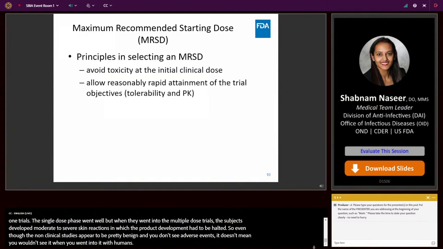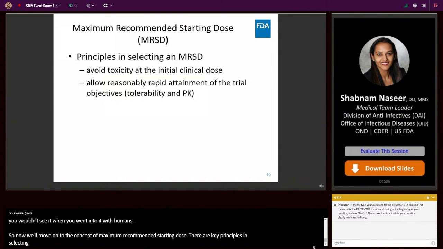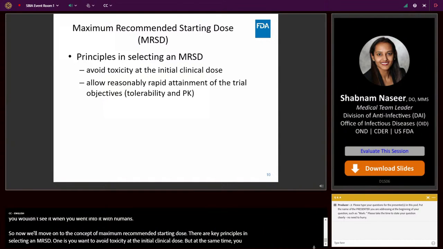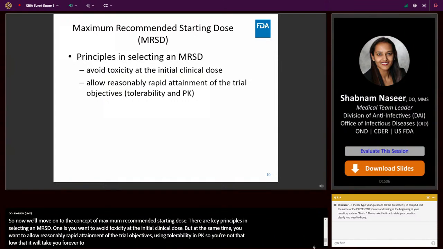So now we'll move on to the concept of maximum recommended starting dose. There are key principles in selecting an MRSD. One is that you want to avoid toxicity at the initial clinical dose, but at the same time you want to allow reasonably rapid attainment of the trial objectives, usually tolerability and PK, so that you're not that low that it will take you forever to get to where your targeted dose was.